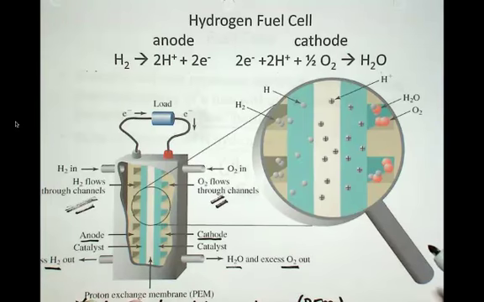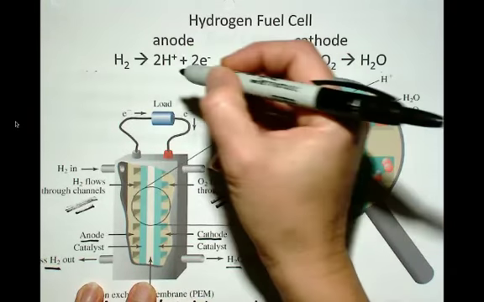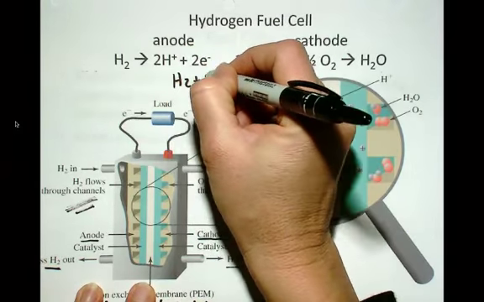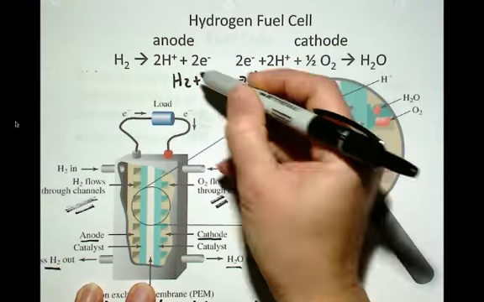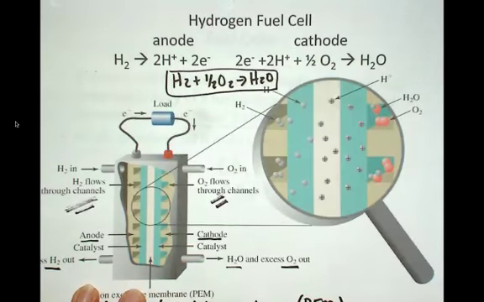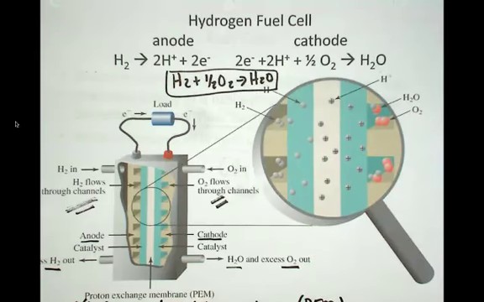The net reaction, of course, is hydrogen plus 1/2 oxygen gives water. That's the net reaction, separated into two half reactions. We can see the electrons are going around this external circuit, and that's where we get the electricity from.